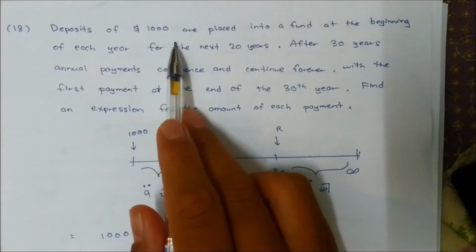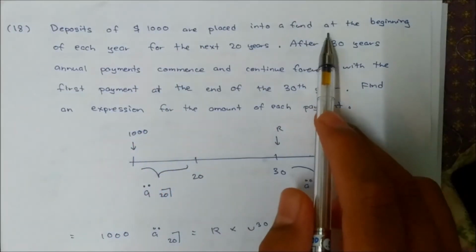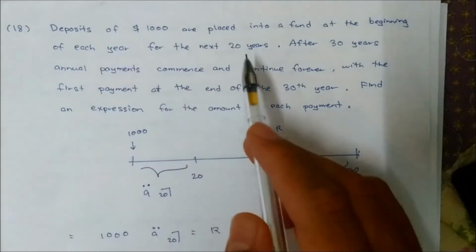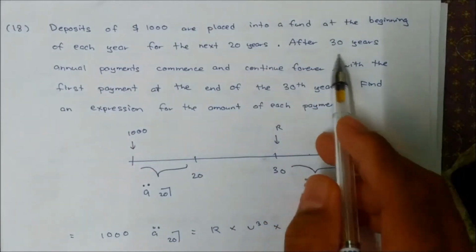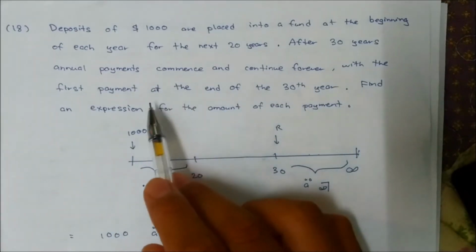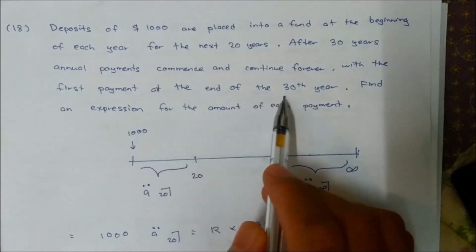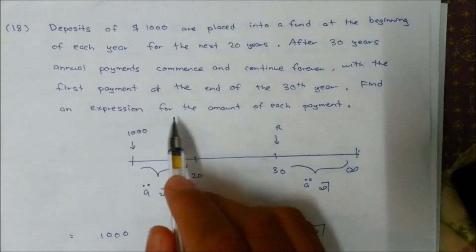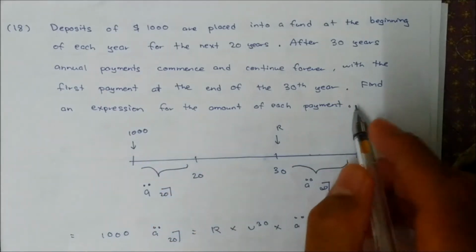Deposits of $1,000 are placed into a fund at the beginning of each year for the next 20 years. After 30 years, annual payments commence and continue forever, with the first payment at the end of the 30th year. Find an expression for the amount of each payment.